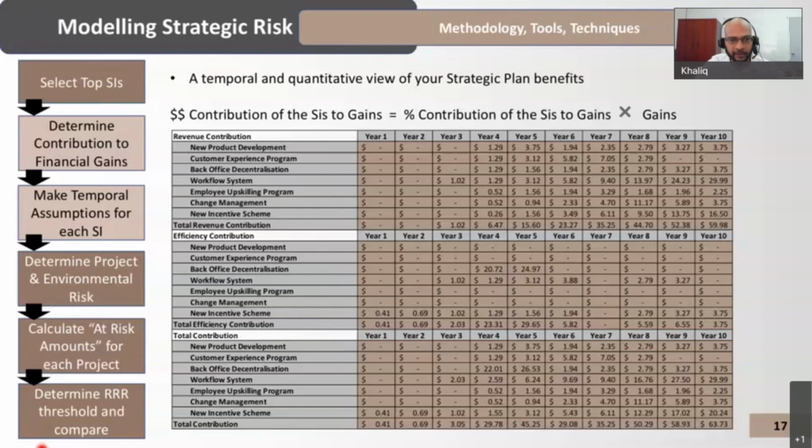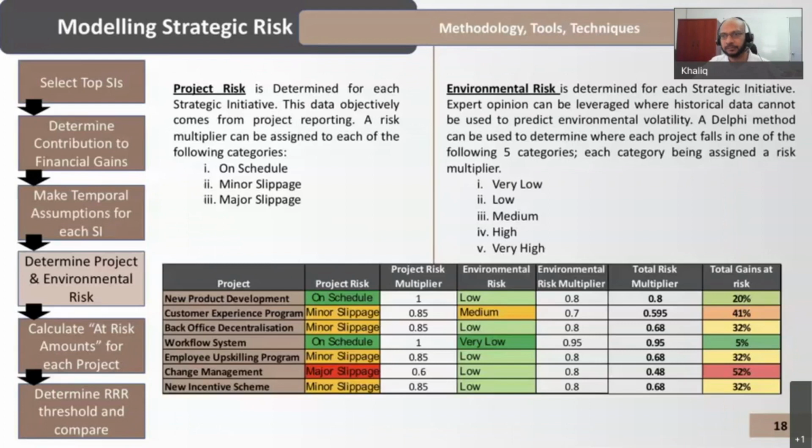So now that you've quantified it, and without taking risk into consideration, we know how much our strategic plan is worth. So now we have to take a look at risk. Before, we would have discussed that dichotomy. We have project risk and we have environmental risk.